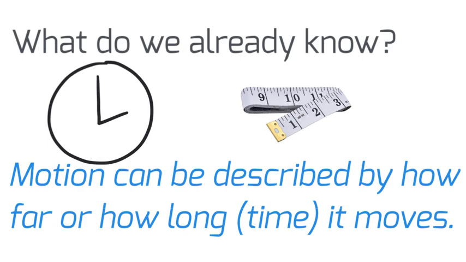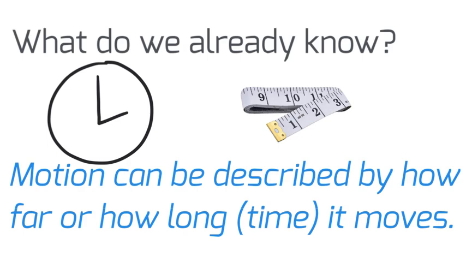Now, what we already know. Motion basically is described by the time it takes to do something or the distance. So if we can measure time or distance, we should be able to describe pretty accurately and in much detail how something is moving. Any motion can be described by how long something is moving and how far it moves. How far it moves is distance, how long it moves is time. In some ways, motion is about movement through time.